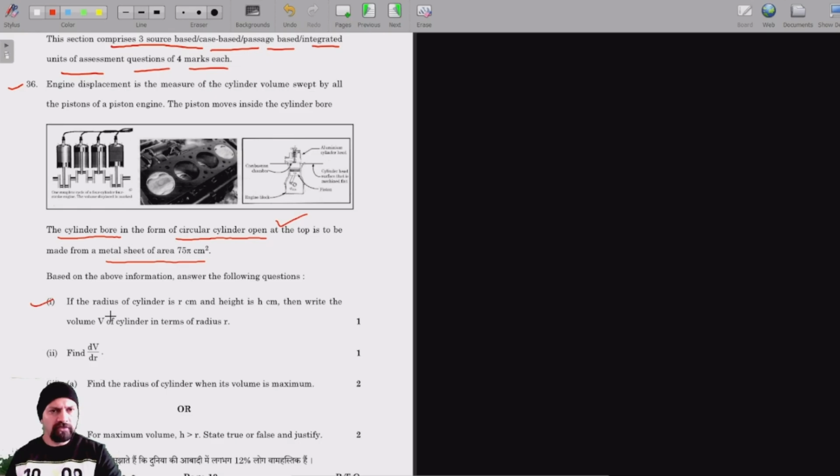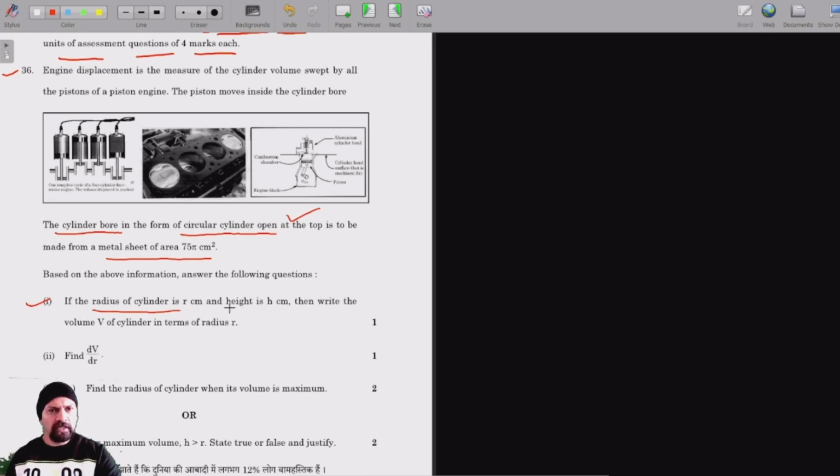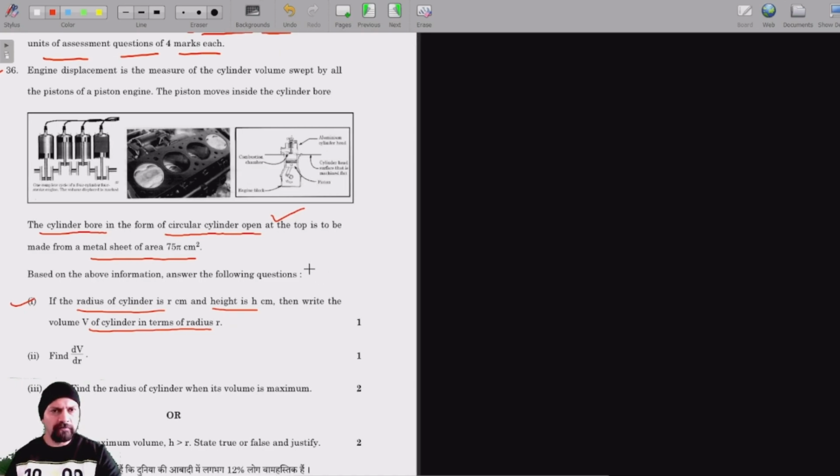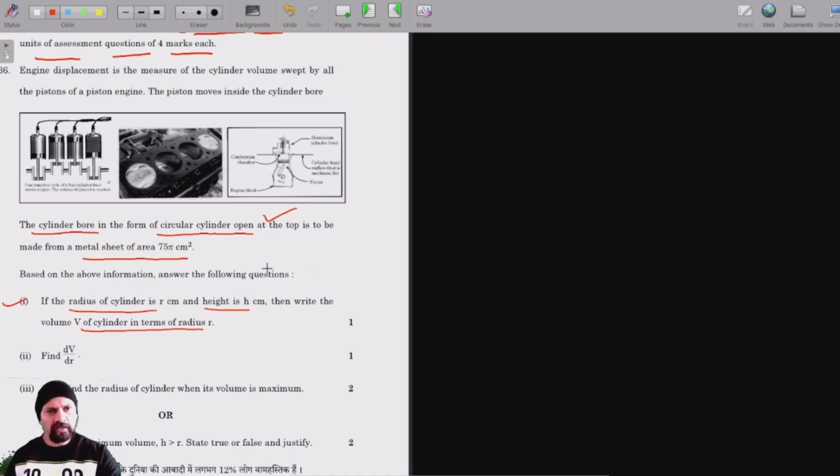First one says, if the radius of the cylinder is r and height is h, then write the volume of the cylinder in terms of radius r. We know that the volume of the cylinder is pi r square h, so it should be all in terms of r. We have to get rid of h, and for that we should have some equation. Let's try to use the area here.